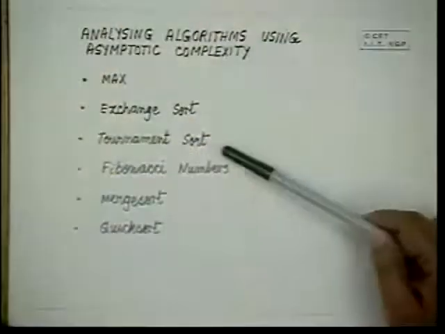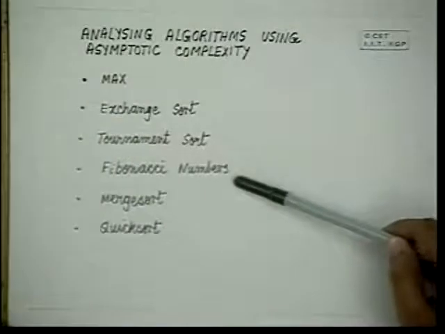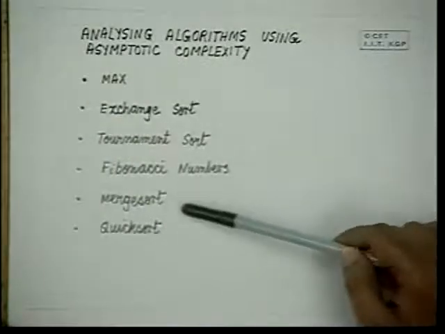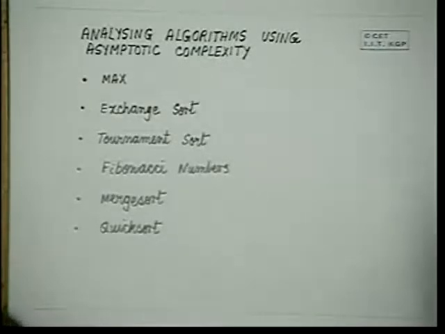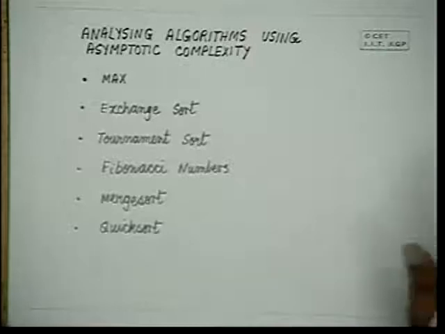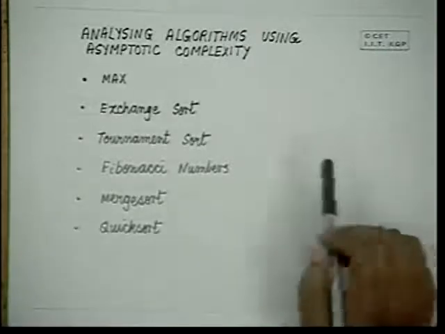So we'll pick up quickly these problems: the maximum of n numbers, the exchange sort, the tournament sort, Fibonacci numbers, the merge sort, and the quick sort. These are the ones we have done. We've also done towers of Hanoi, permutations, and the stamps problem, which we shall come to when time permits.